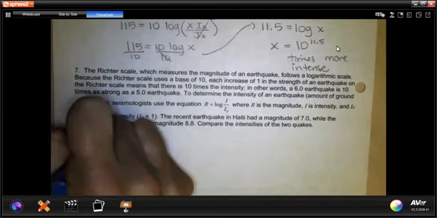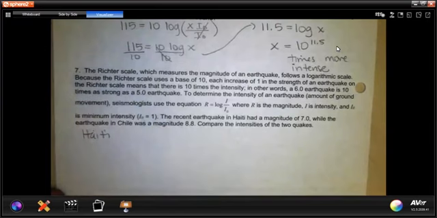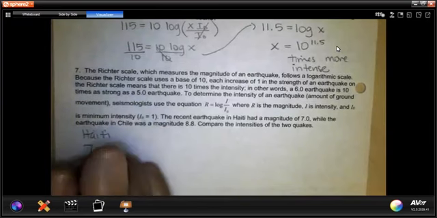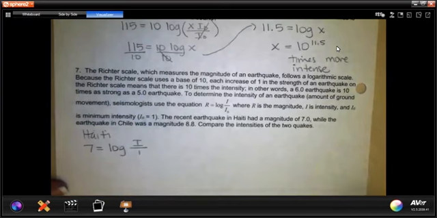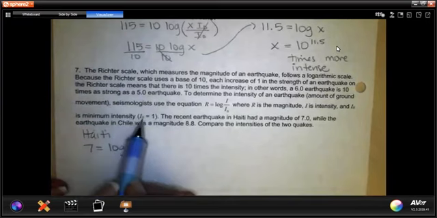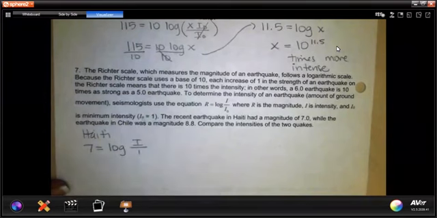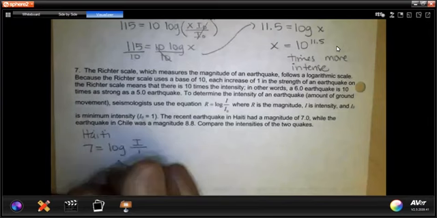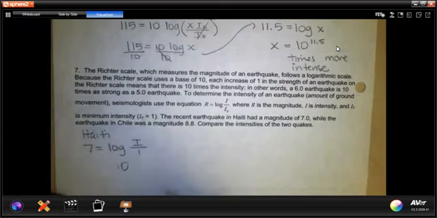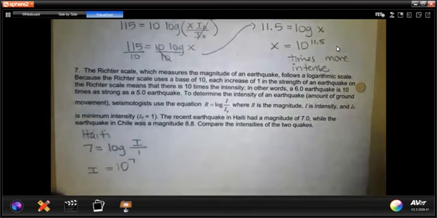All right, so we'll start with the Haiti one. That one had a Richter scale of 7. So I get 7 equals log of I over 1. We're using that initial intensity, I naught, as 1. In order to solve this, I would have to change it to an exponential, because I is what we're solving for. My unknown is in the argument, so I want to change it to an exponential. So I drop my base, which would be 10 for the common log, raise it to the 7th power, is equal to I. So the intensity of the Haiti earthquake was 10 to the 7th power.